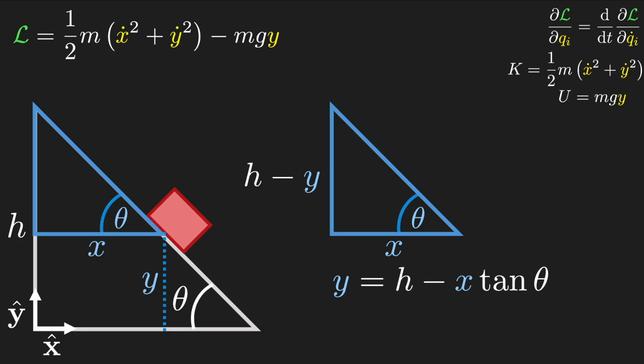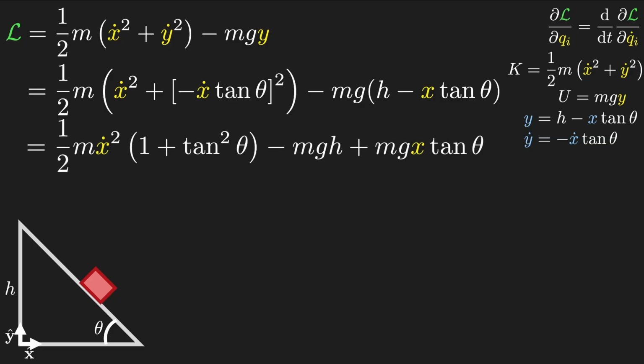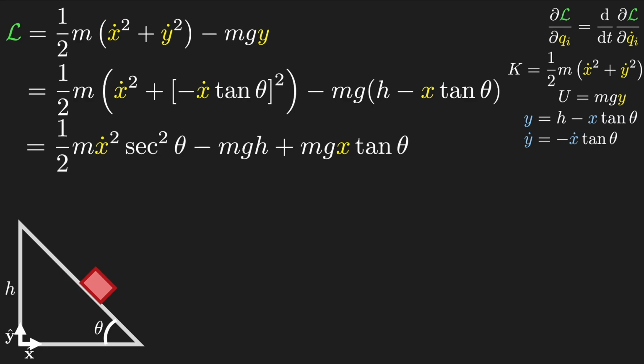Now, as you can see in the kinetic energy equation, we have a y dot there, so we may as well take the time derivative of both sides to get y dot. Differentiating with respect to time, we're going to get y dot equals minus x dot tan theta. Great. Now that we have expressions for y in terms of x, let's substitute them into the Lagrangian. As we can see, our Lagrangian becomes a little bit uglier, but we can do some simplifications. Firstly, we will factor out the x dot squared, leaving us with a 1 plus tan squared term. And we can simplify this further by using the following identity: 1 plus tan squared equals secant squared. So substituting this in, we get our final form of the Lagrangian.